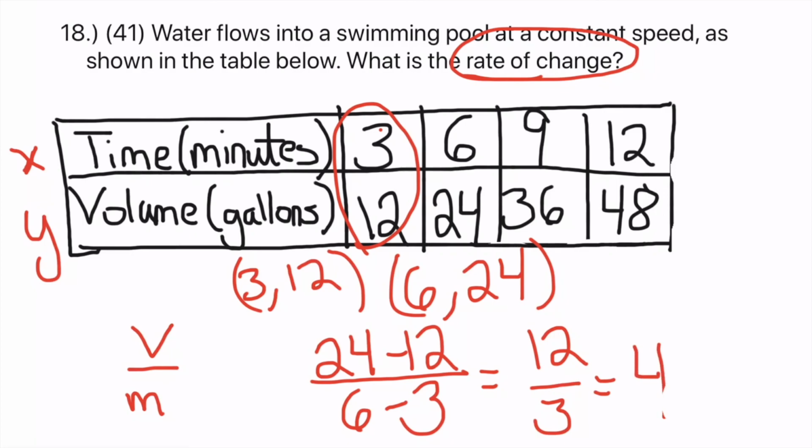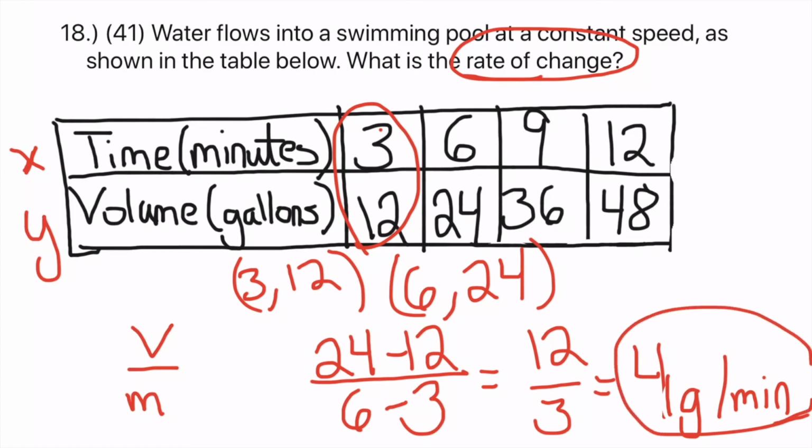So that's 4 gallons per minute. Make sure you don't forget to put your label in there too. Because if you just put 4, you're not really sure what you mean there. So you want to say that the water flows 4 gallons per minute.